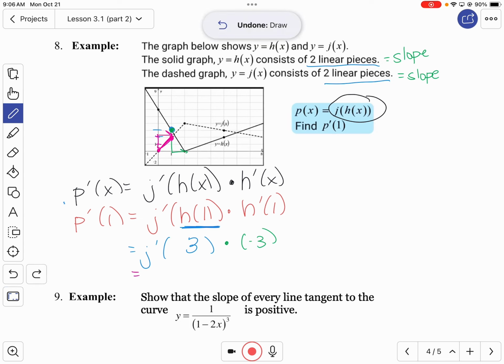J prime at 3, let's go over there. Then yes, it is -1/3, right? Yep. So I have -1/3 times -3, which gives me +1. Okay.